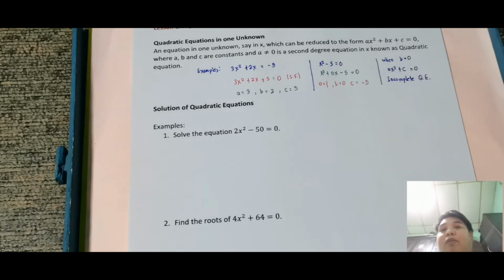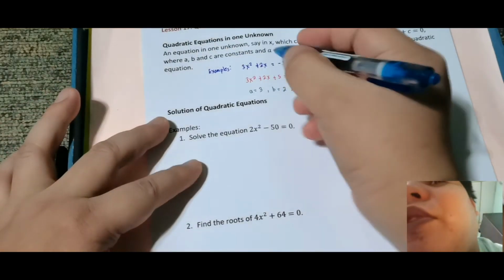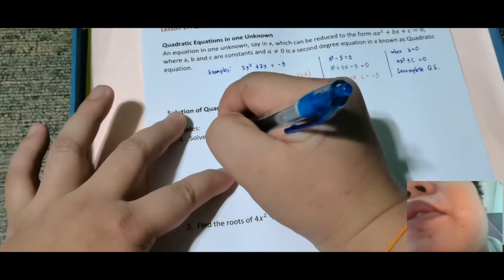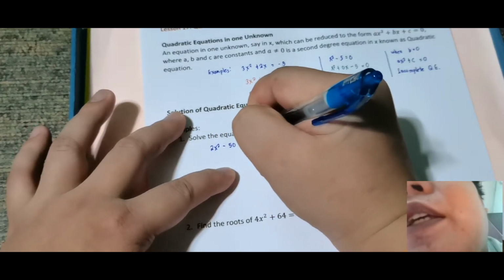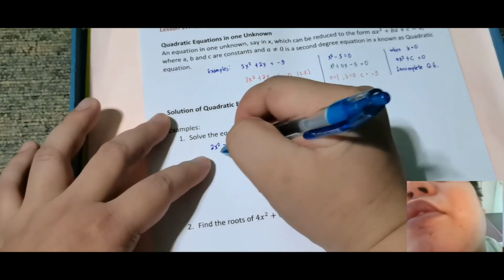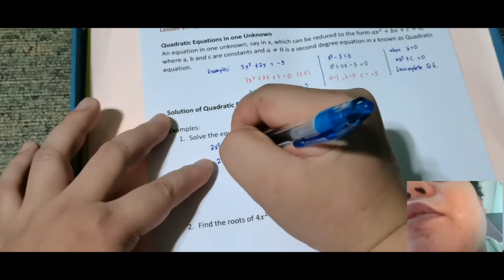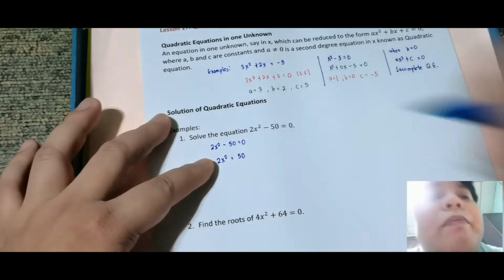Number 1, solve the equation 2x squared minus 50 is equal to 0. So, paano yan? Rewrite ko lang po. So, this is 2x squared minus 50 is equal to 0. Okay, next is transpose na lang siguro si negative 50. So this is 2x squared is equal to positive 50.